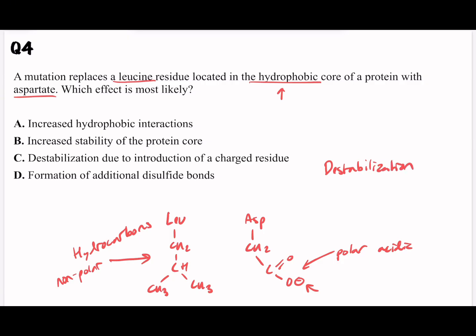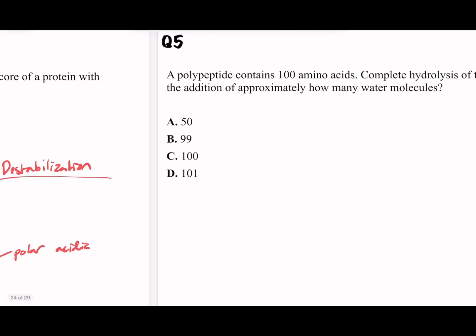Let's read through the answer choices with this in mind. So we're increasing hydrophobic interactions. Well, that's not going to be right because we're removing something hydrophobic and throwing in something hydrophilic. Answer choice B, we're increasing the stability of the protein core. Again, we're looking for destabilization, so that's not going to happen. C, destabilization due to the introduction of a charged residue. That seems correct. And then D, formation of additional disulfide bonds. Well, that has nothing to do with the problem because neither leucine nor aspartate can make disulfide bonds. Therefore, our answer is going to be C.